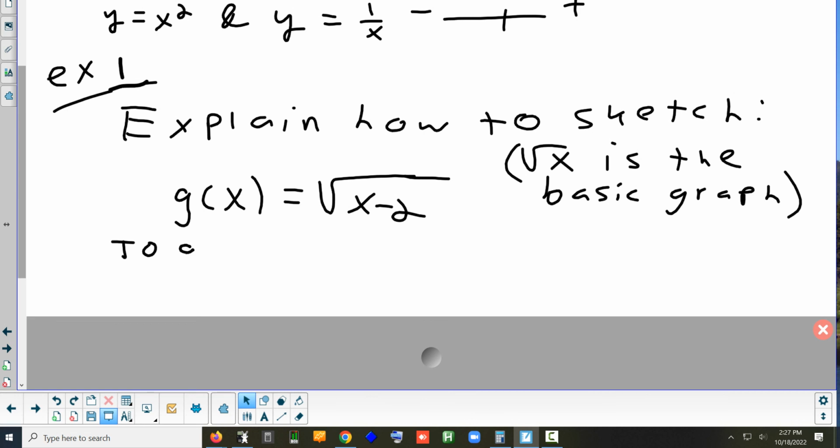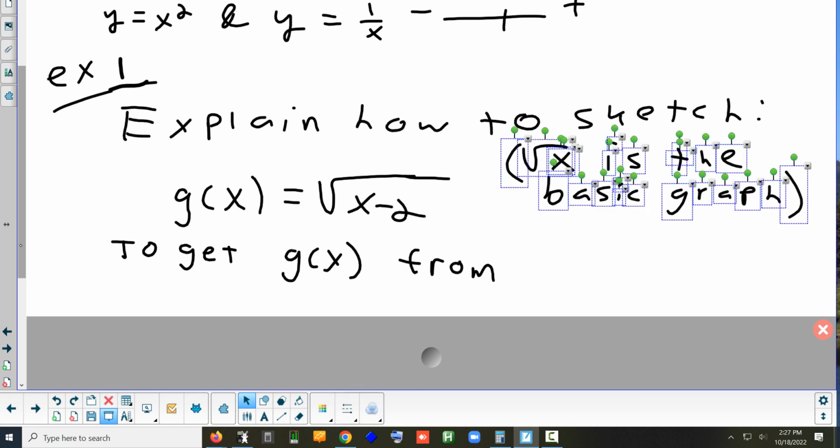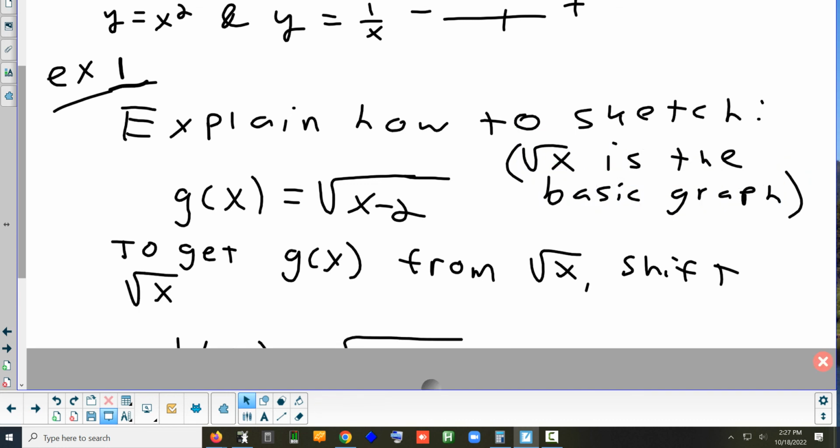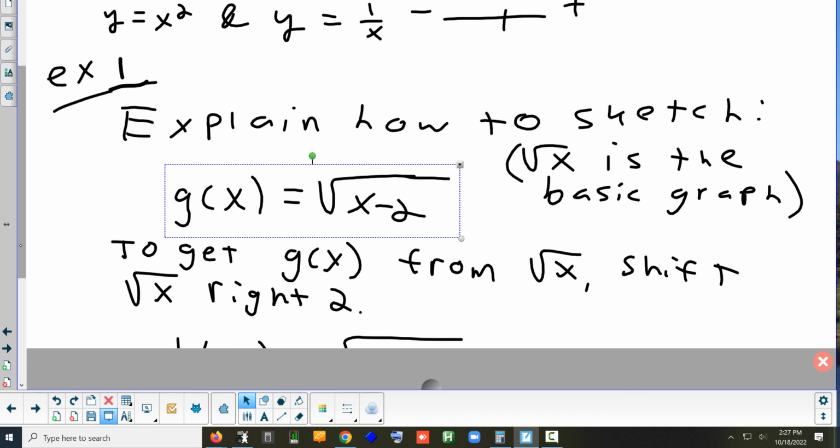So to get this one from the original, shift the square root of x right 2. So to get the new one, shift the original right 2.